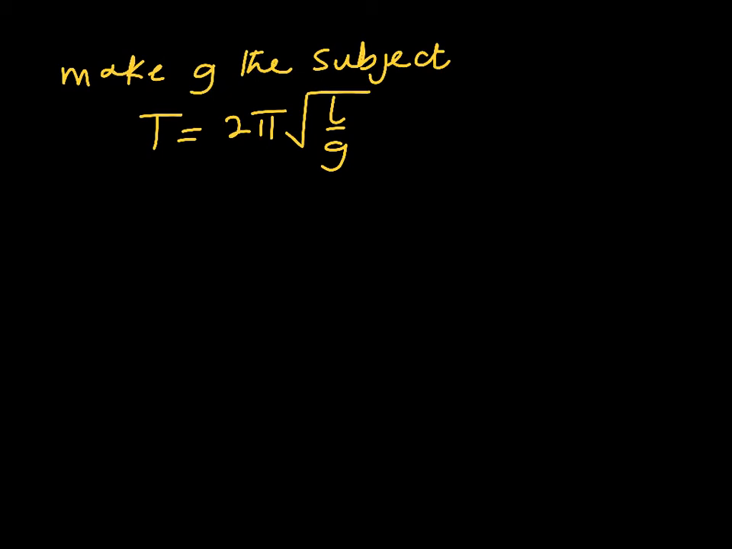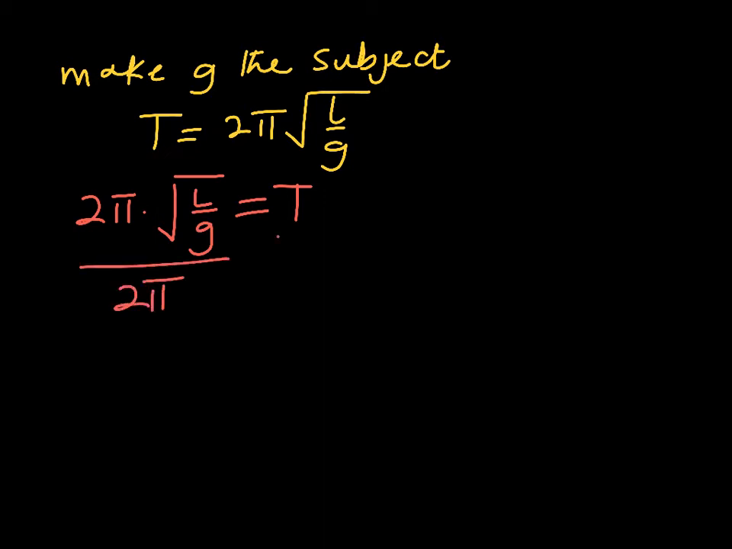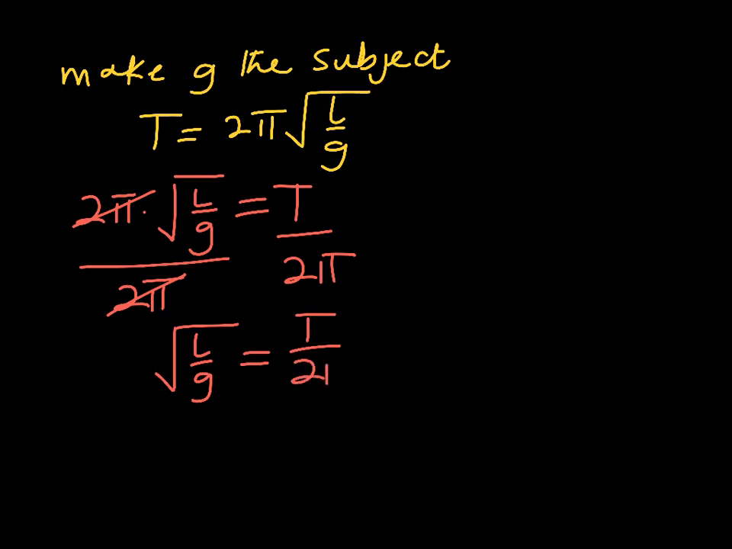Make G the subject of this formula. Well, let's rearrange this. This is 2 pi multiplied by root L over G is equal to T. First we need to eliminate pi, so we divide this side by 2 pi, and we also divide this side by 2 pi. So 2 pi will cancel out 2 pi. What we have is square root of L over G, which is equal to T over 2 pi.